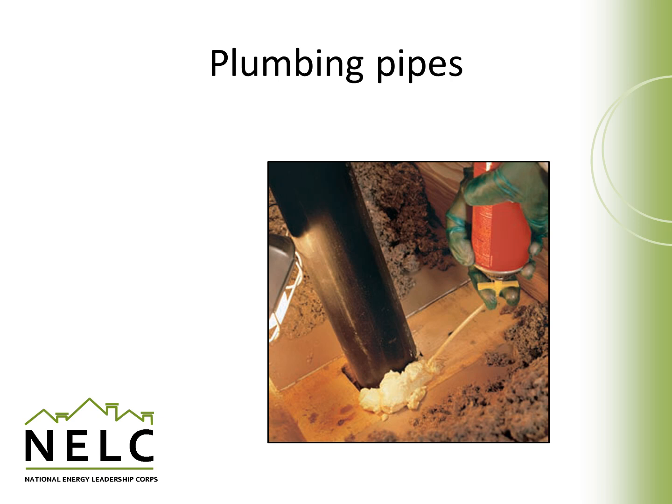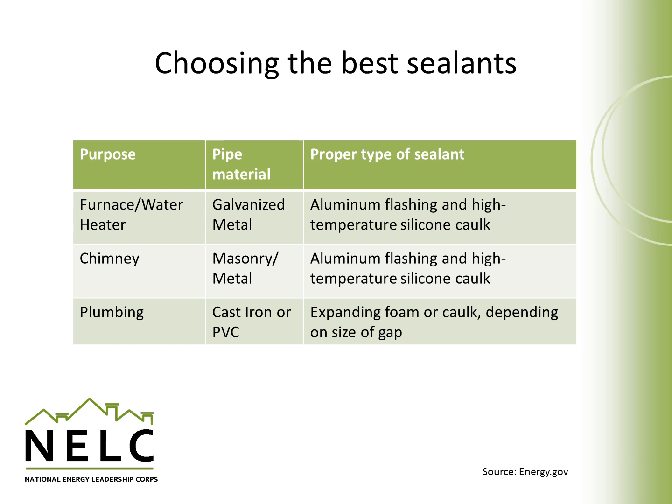As you may have noticed, we've used and referred to a number of different materials for this, and it is important to know that some care needs to be taken to use the right kind of materials in the right conditions. For the furnace or hot water heater exhaust pipe, it's probably made of galvanized metal, and in this case the aluminum flashing and high temperature silicone caulk should be used to seal it up. In the case of a chimney, masonry and metal, also aluminum flashing and high temperature silicone caulk. But for plumbing pipes that aren't that hot, usually cast iron or PVC, some expanding foam or regular caulk can be used depending on the size of the gap.